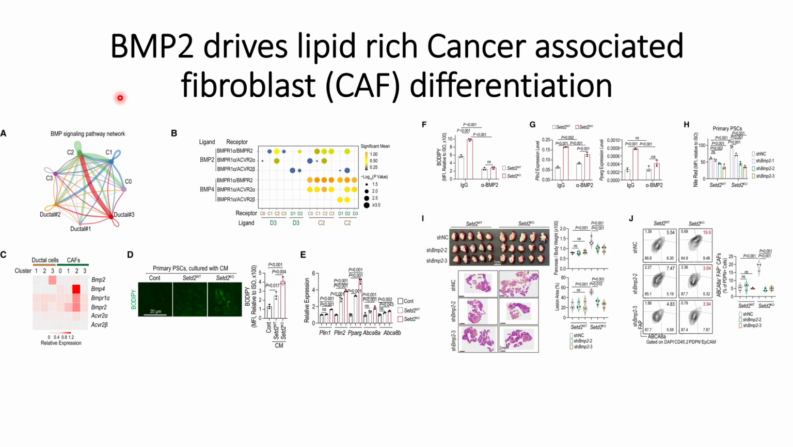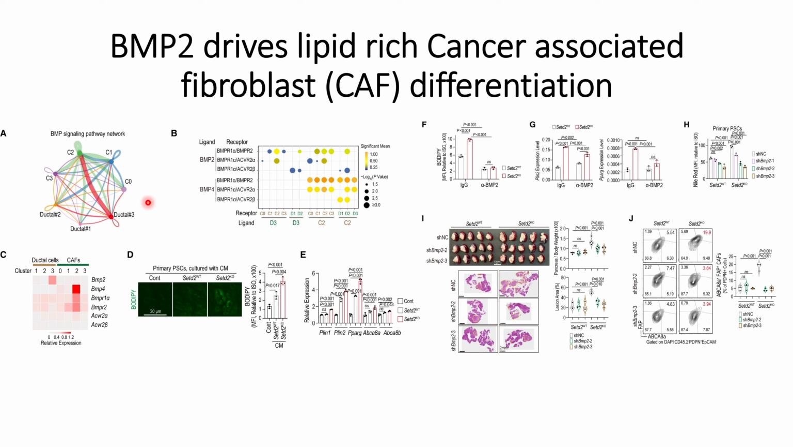In this video, we will discuss further about the lipid-rich cancer-associated fibroblast differentiation. So, what are the genes that cause this kind of tumor microenvironment that has a lipid-rich cancer-associated fibroblast? And based on the analysis, what they have found out is that it's the BMP that drives this lipid-rich environment around the cancer cells, which has SETD2 knockdown. So how they came to this point, we will understand using the results that are presented in this figure.